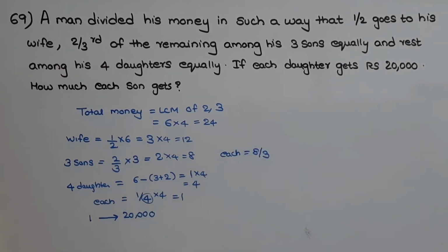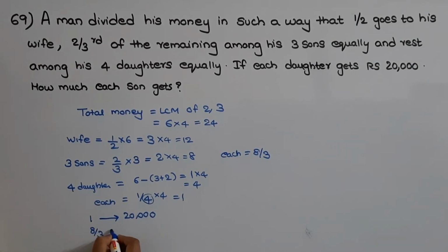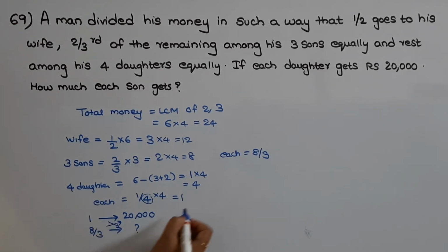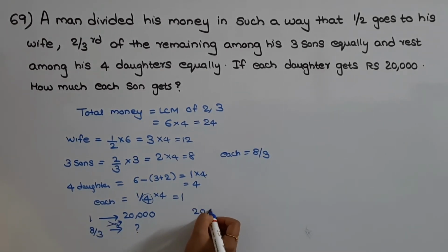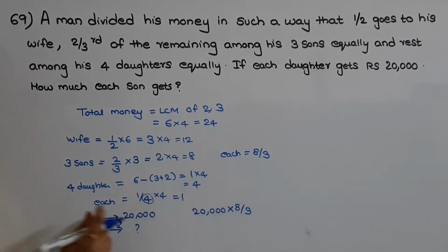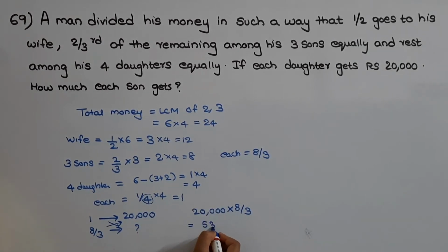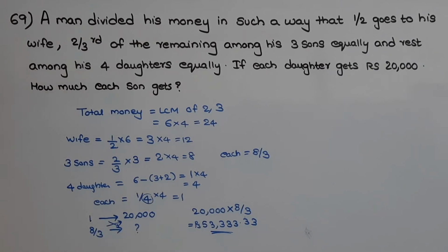8/3. Okay, so if 1 can be written as 20,000, how can we write 8/3? On finding this value, we will get the money that each son will get. So this we can find out by cross multiplying. That is 20,000 into 8/3 divided by this 1. On solving this we will get the answer as 53,333.33 rupees. Okay, so this is the answer.